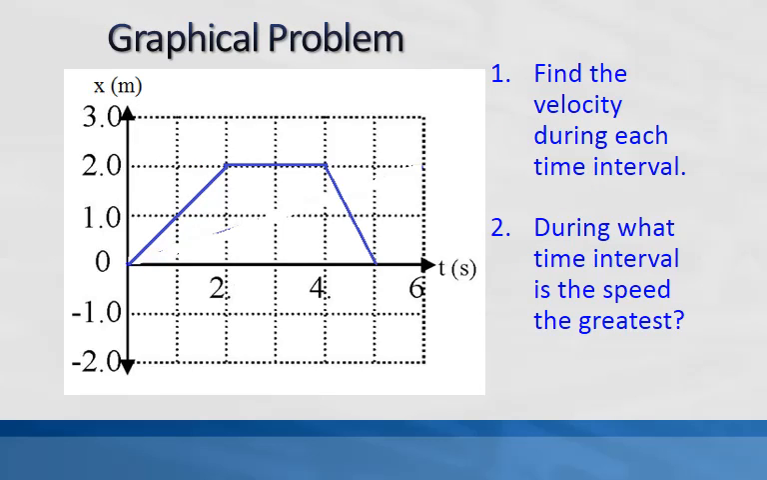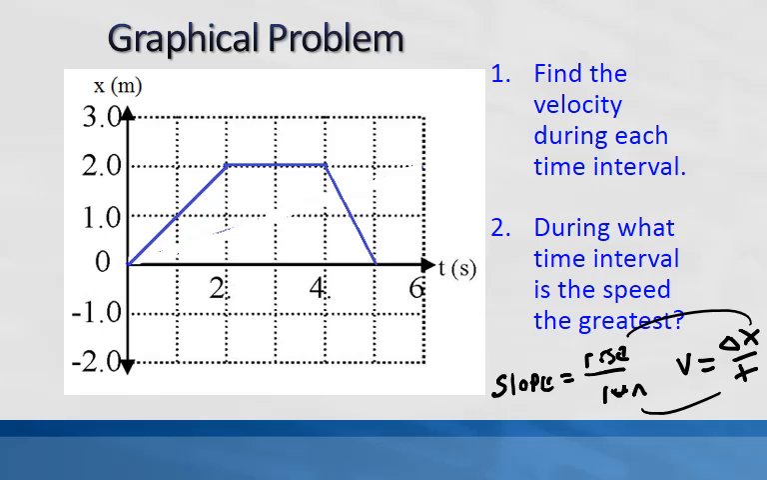So for this graph here, what I want you to do is to find the velocity during each time interval, and then pause the clip and do that. And then, during what time interval is the speed the greatest? And to review a little bit, remember slope is equal to rise over run, and velocity is delta x over t, right? So the rise is delta x and run is time. So go ahead and pause the clip and give that a try, and when you're ready to check, you can hit play to continue.